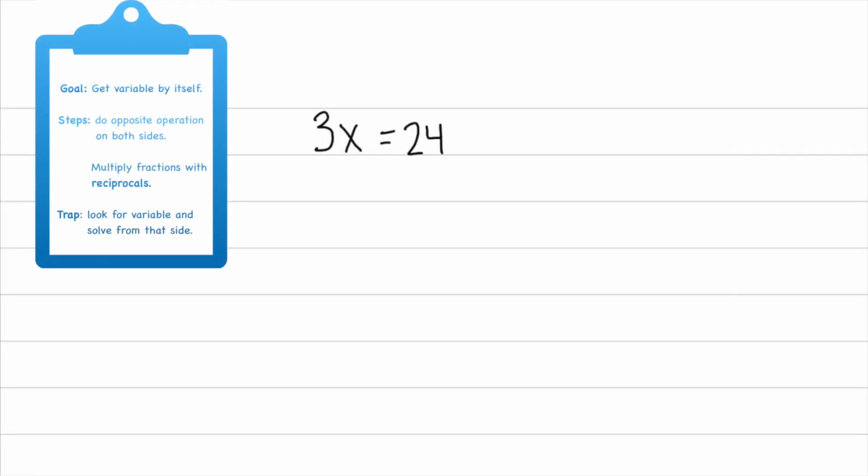Okay, friends, get your paper and pencils ready and let's do a couple of problems together. Okay, so for our first problem, we have 3x equals 24. Now, remember about our trap. We want to look at which side the variable's on.